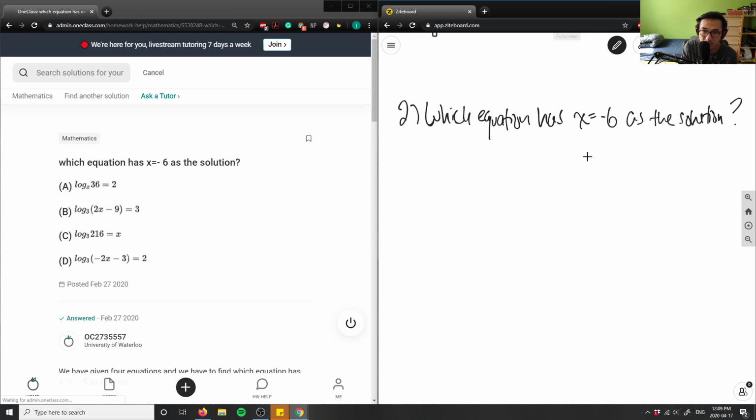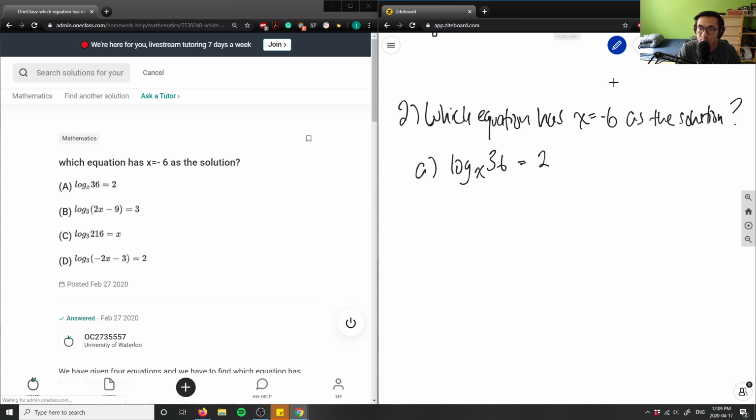Let's do A first. So A is log base x of 36 equals 2, right? So in order for us to do this problem, we have to move log to the other side, right? If we move log to the other side, we're taking the inverse of logarithm, which is exponent, right? So we move log x to this side, and when we move it to the other side, we're just left with 36.